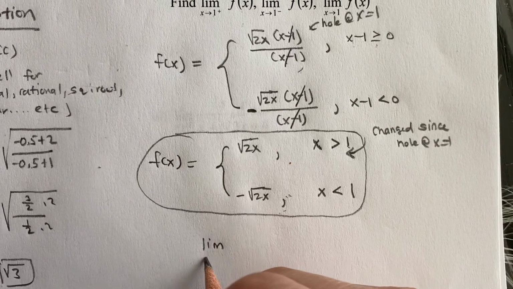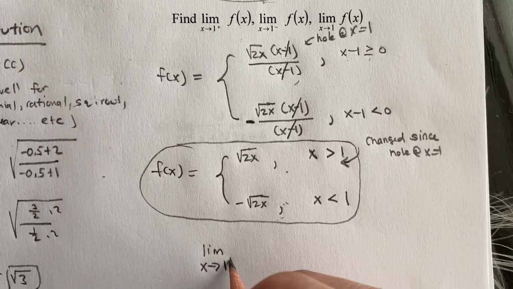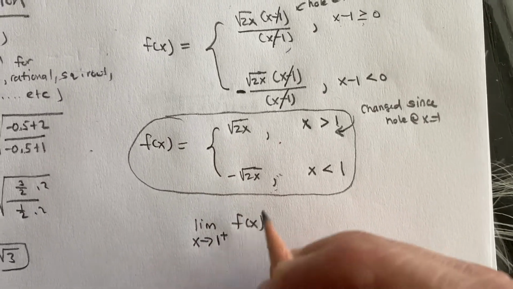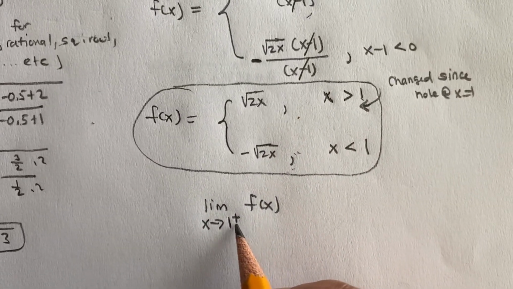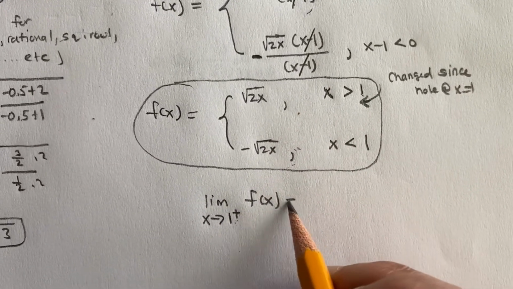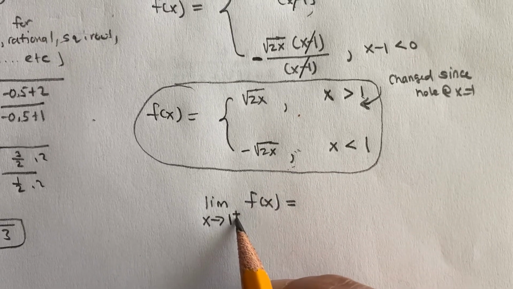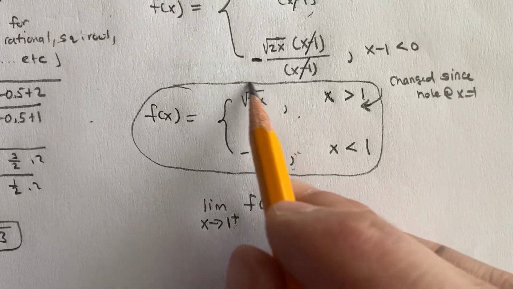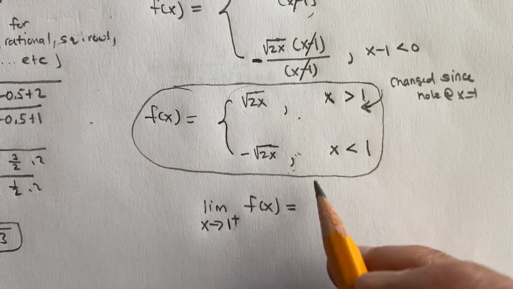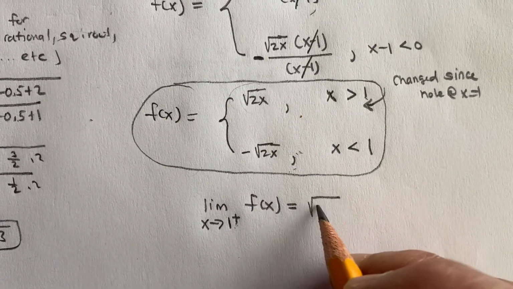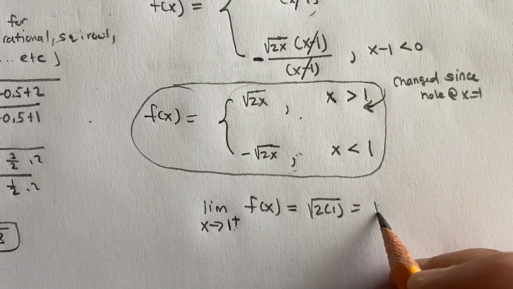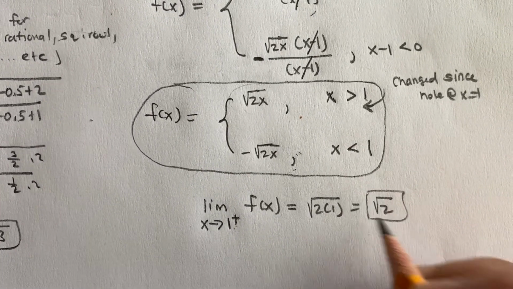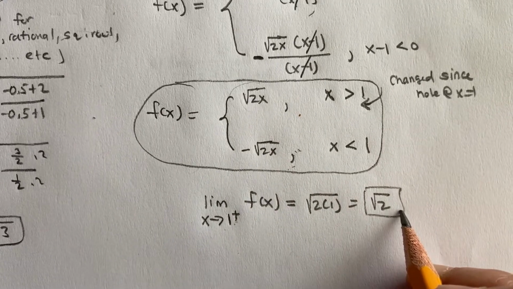The limit as x approaches 1 from the right. Well, I don't need a graph this time. I don't really care about what the square root of 2x is because I can evaluate the limit as x approaches 1 from the right using direct substitution. Now, to the right of 1 would be this top function. And again, using direct substitution, if you plug in 1, you're just going to get the square root of 2. Okay, so the limit as x approaches 1 from the right is the square root of 2.